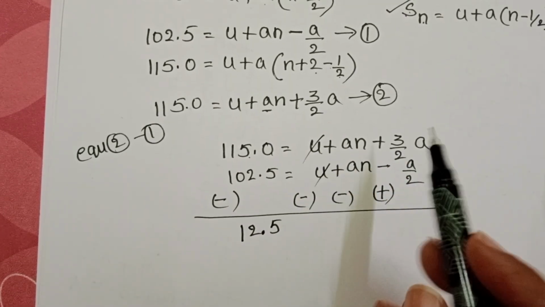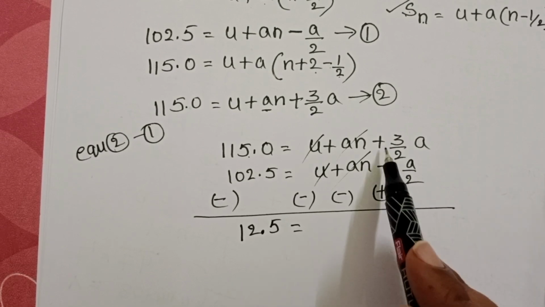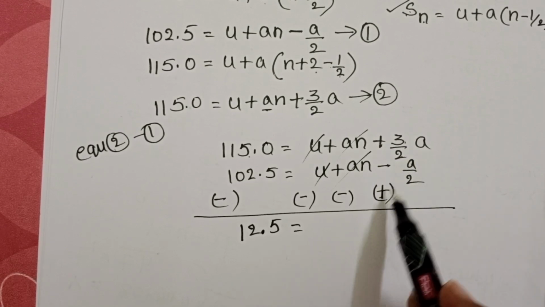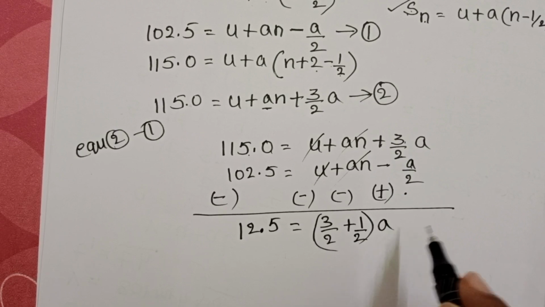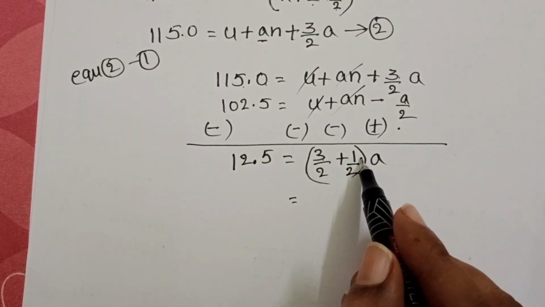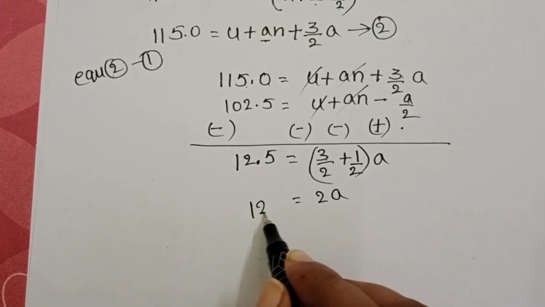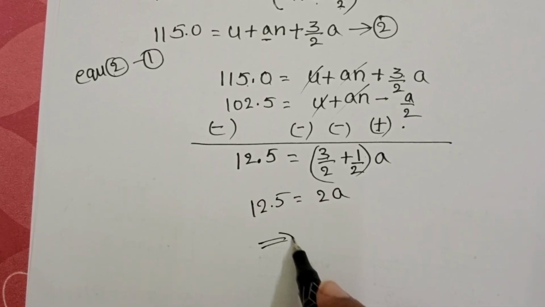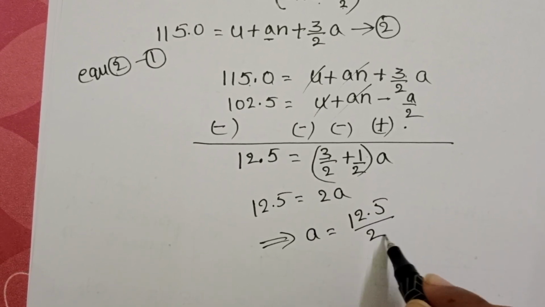Plus u minus u gets cancelled, plus an minus an also cancelled. Plus 3 by 2 a plus a by 2: 3 by 2 plus 1 by 2 into a. Denominators the same, 3 plus 1, 4. 4 by 2 is equal to 2. 2a equals 12.5. From this, a equals 12.5 by 2.